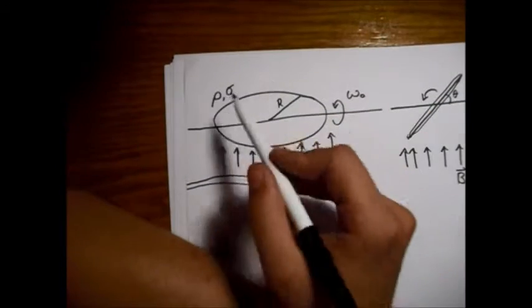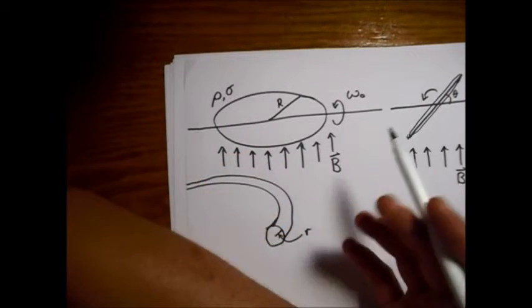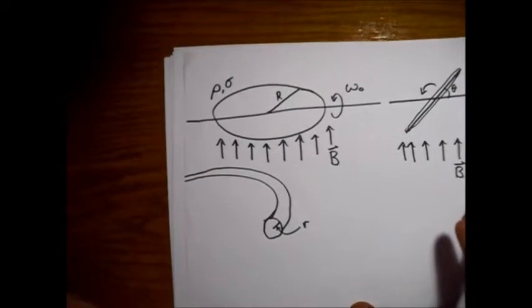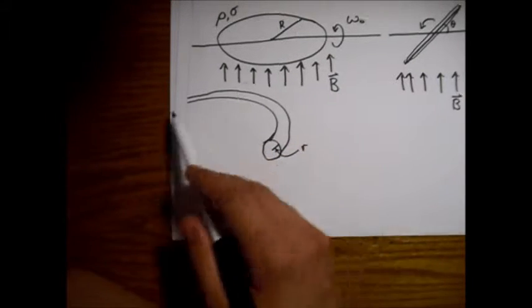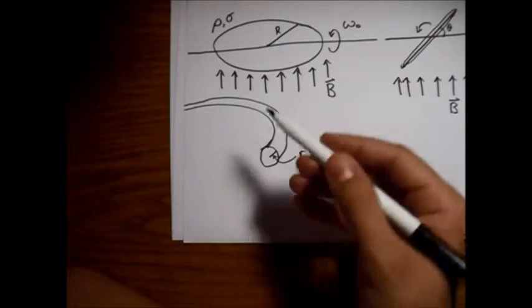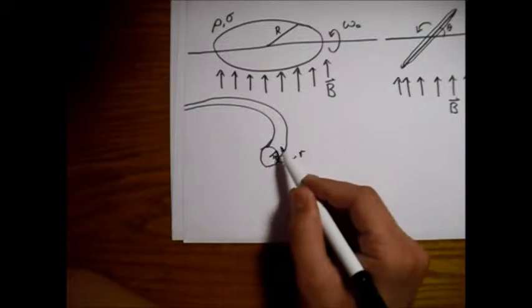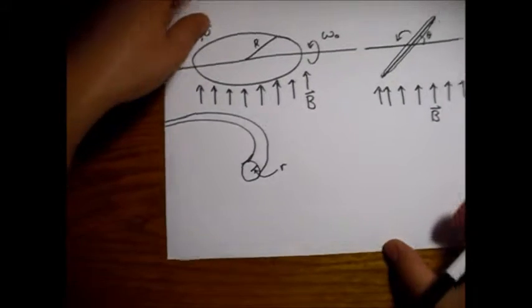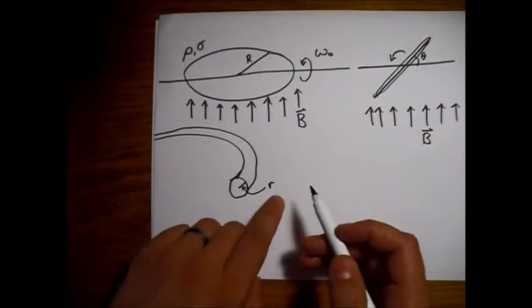A few things about this wire. It has a mass density of rho and an electrical conductivity of sigma. We don't necessarily need to know this, but if we were to cut this wire, you see my crude drawing here, it has a finite thickness. I just called that little r. The radius of the cross section is little r.